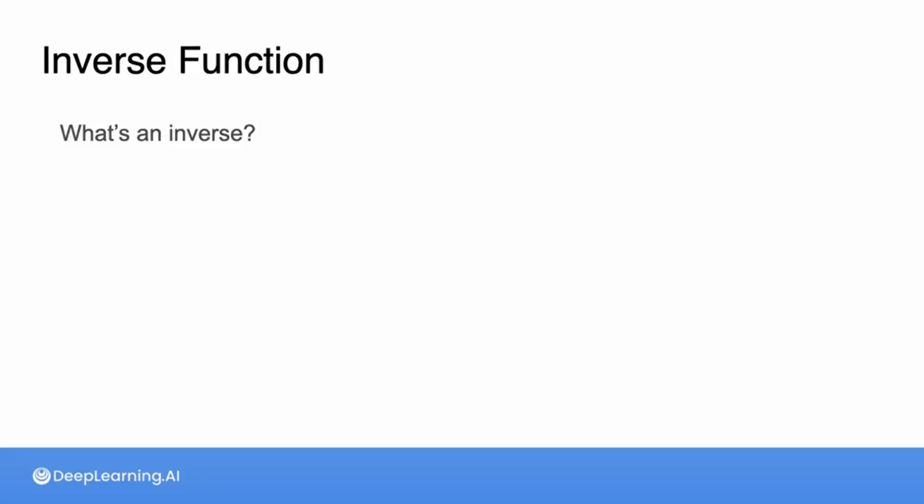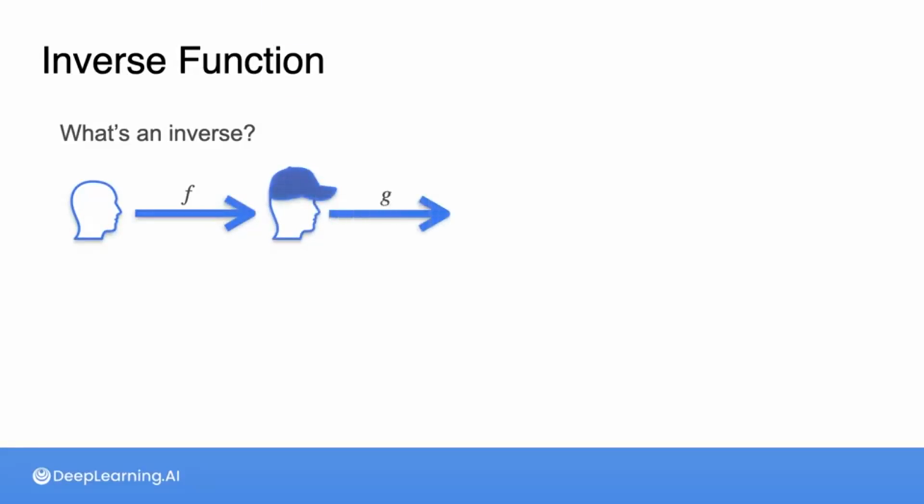So the mental image I have of an inverse function is the following. Let's say that you have a person and the function f does something to the person. It puts a hat on them. What would the function g have to do if it's the inverse? Well, it would just remove the hat so that you get the original person back. In other words, the inverse does the opposite of what f does. So it undoes what f does.